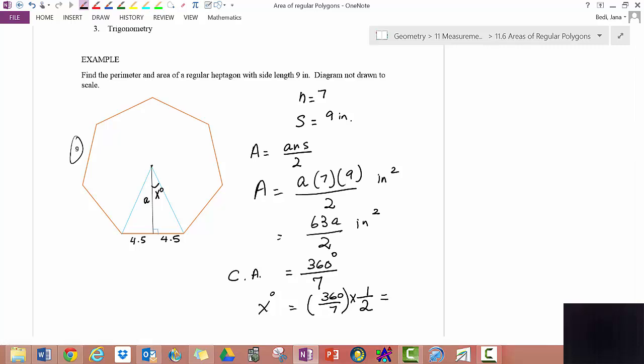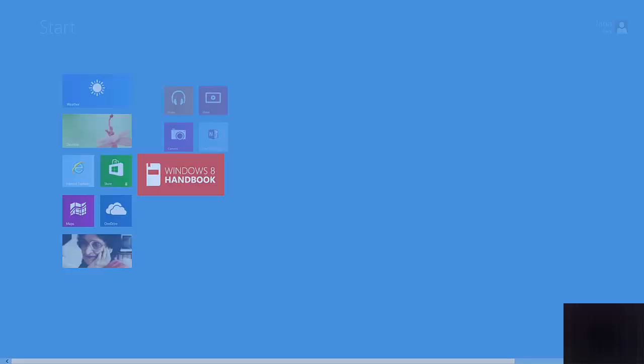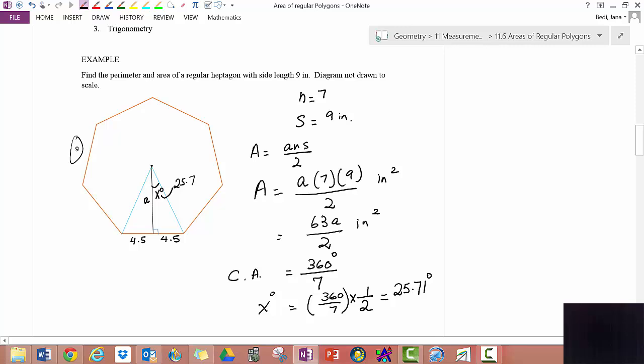oh, this is awkward. If you do that on your calculator and round it to 2 decimal places, I would not round to less than 2. You get the central angle here is 25.71 degrees. Okay, well, that's kind of, alright. I have the half central angle, and this should help me find the apothem. So this is my arc here for my angle, and I see that 4.5 is opposite and a is adjacent.